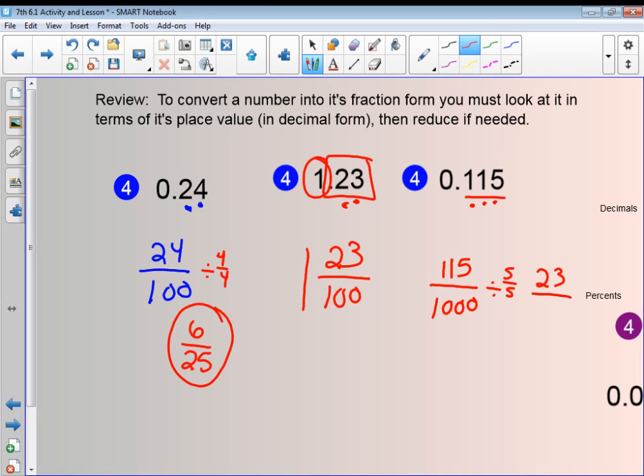1,000 divided by 5 is going to give me 200. So 23 over 200 for that last one.